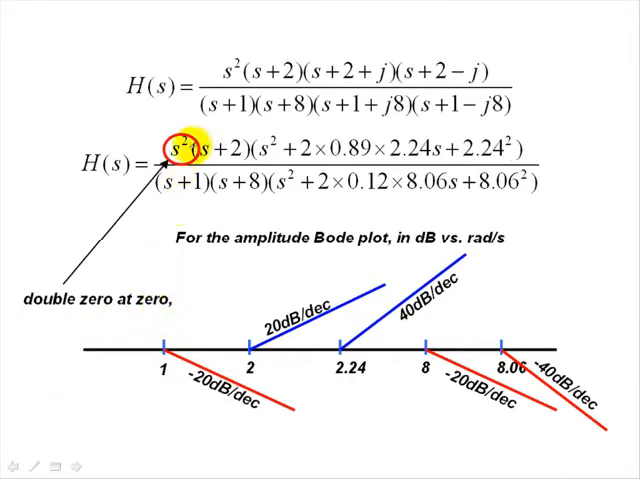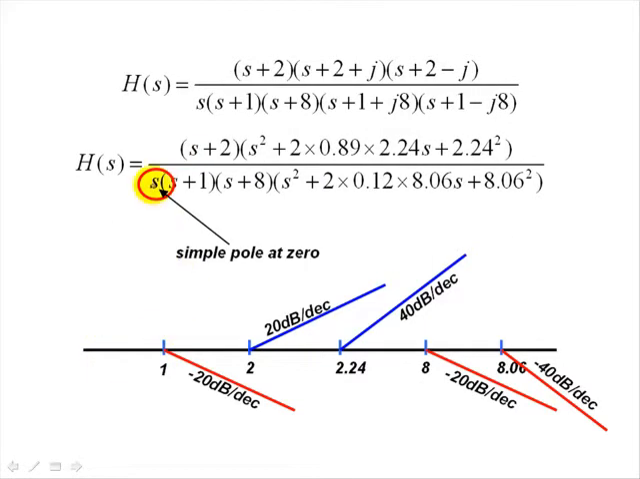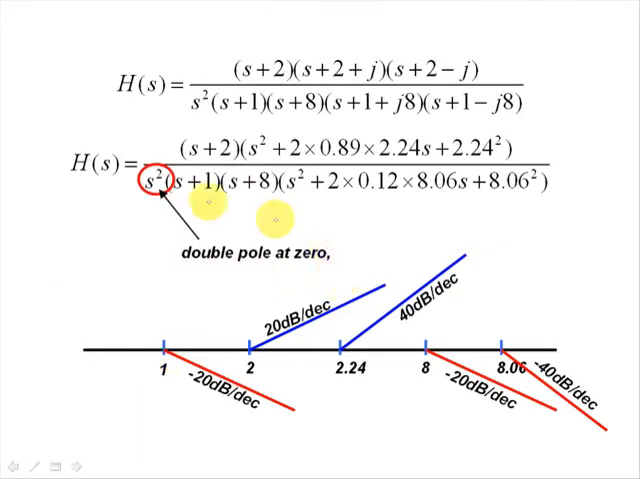This other transfer function, which is not our original one either, has a double 0 at 0, and the plot enters from the left, rising with a positive slope of 40 decibels per decade. This third transfer function has a simple pole at 0, and the plot enters from the left, descending with a negative slope of 20 decibels per decade. This fourth transfer function has a double pole at 0, and the plot enters from the left, descending with a negative slope of 40 decibels per decade.